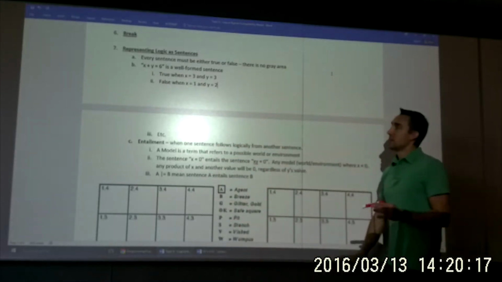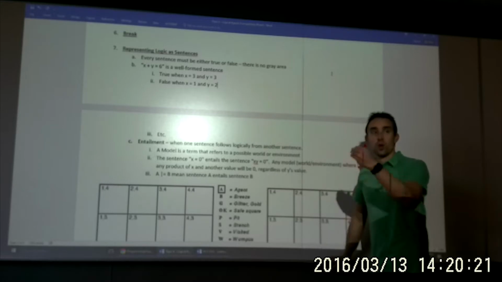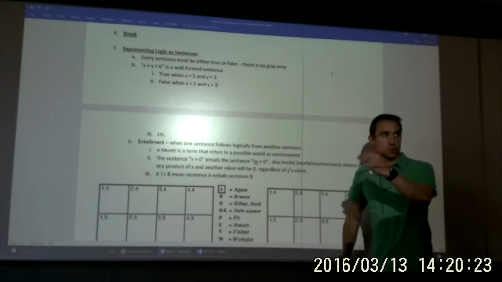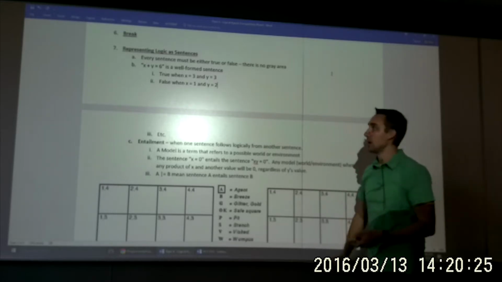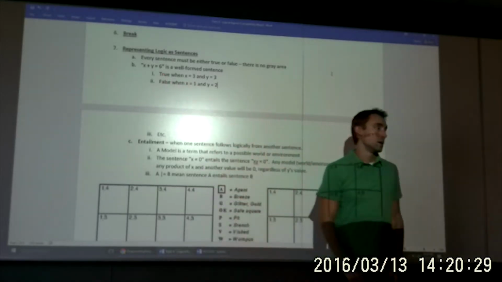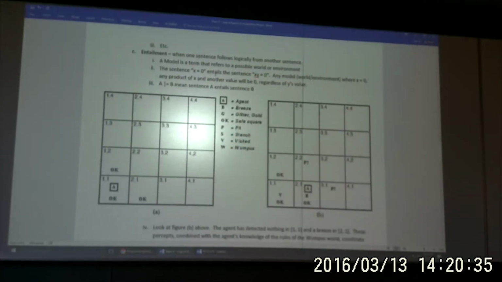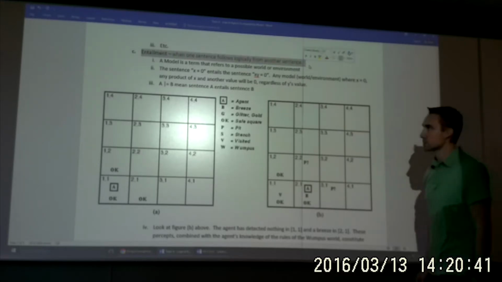The idea here is that it is simple with no gray area. It's either true or it's either false. We look at some examples here of how we would do that. Those are kind of generic implementations. Let's move down and apply this specifically to Wumpus World.